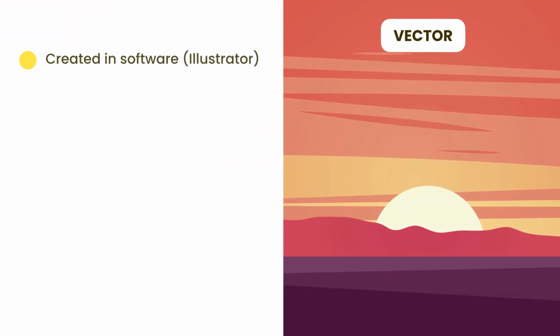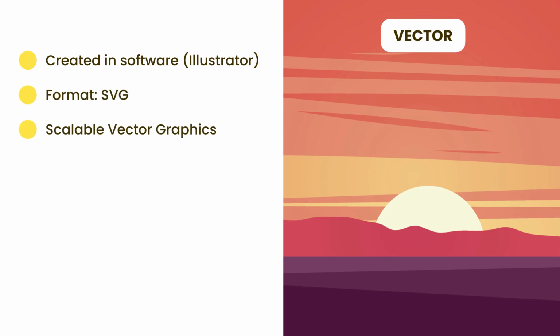Now, in contrast, we create vector images using software like Adobe Illustrator or any tool that allows us to draw something and export it as an SVG file. SVG is short for Scalable Vector Graphics. So these graphics are scalable and they always look sharp at any size because these images are not made up of pixels. They're defined by mathematical vectors.